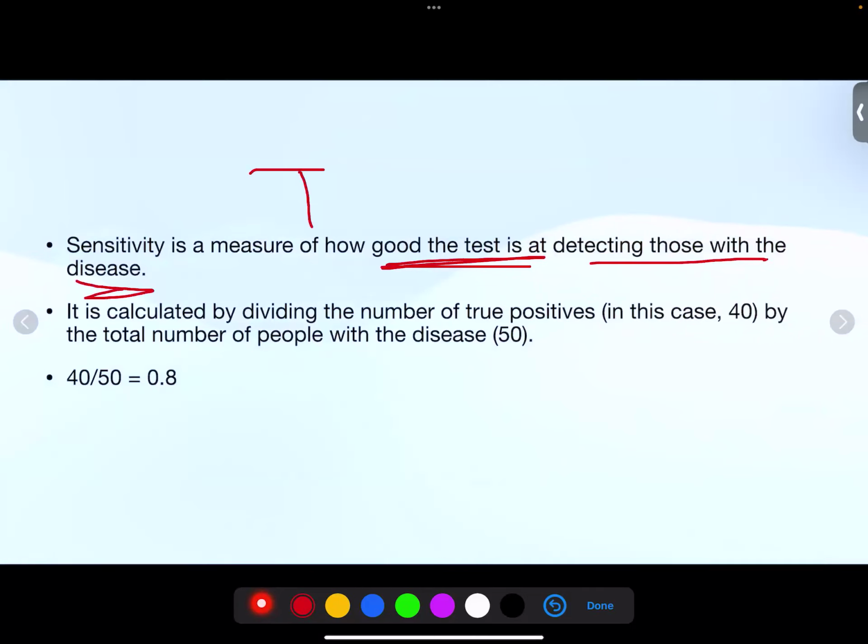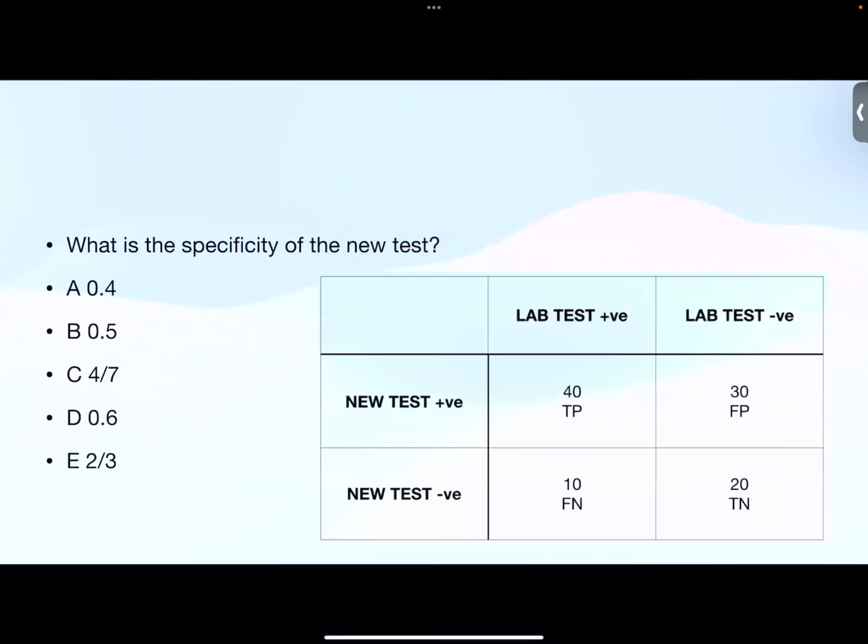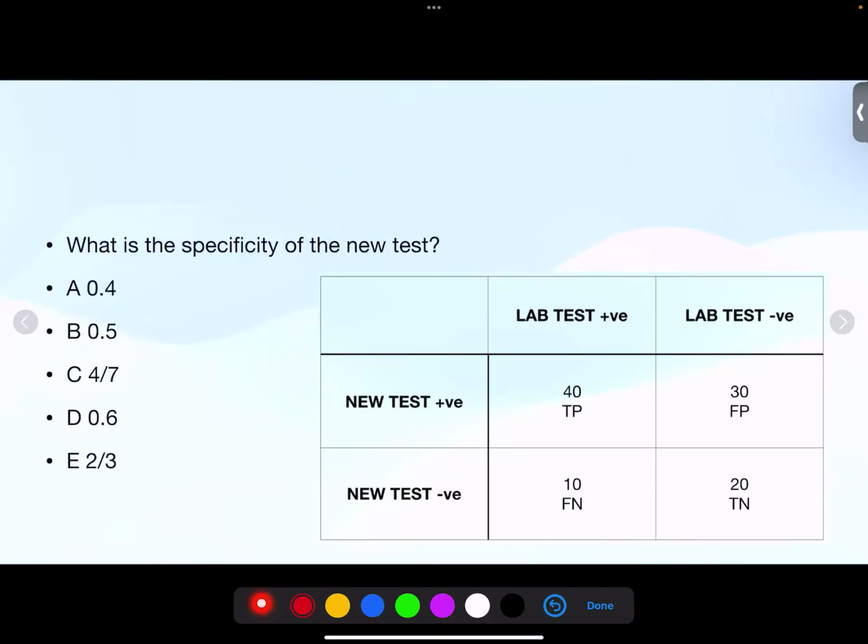Okay, so true positives, actually, the sensitivity diagnoses true positives. So the formula is the same, and you get 0.8. Okay, so again, the same table, and now you are going to diagnose the specificity.